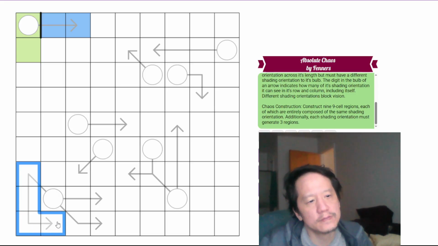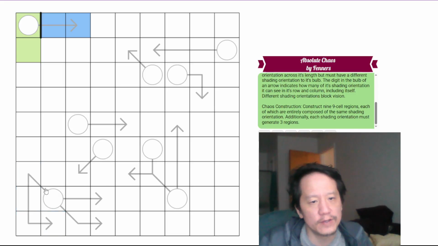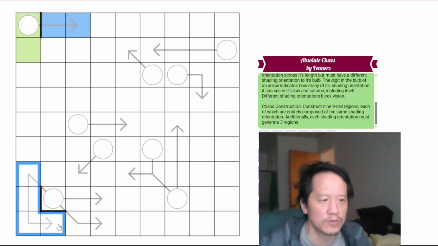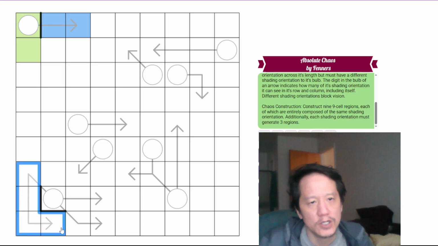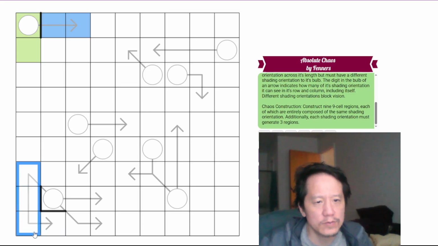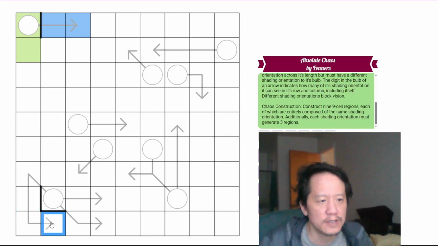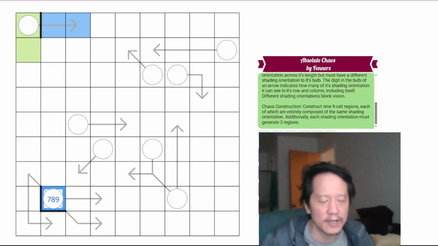This has to be different from this cell. So this is all the same region type. But we know these 3 digits are at minimum 1, 2, and 3. So that means this is at least 6. This is 1 at least, so this is at least 7. So it's 7, 8, 9.